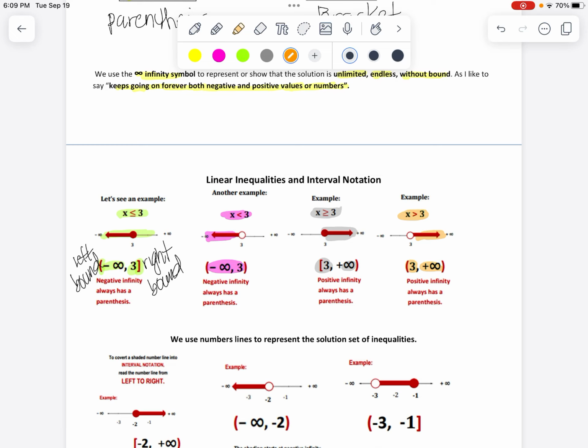Okay, so just to recap, the first thing, this is the inequality. This is the number line. And this is the interval notation.